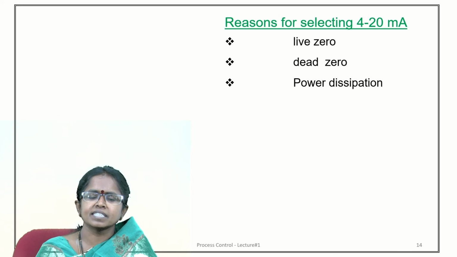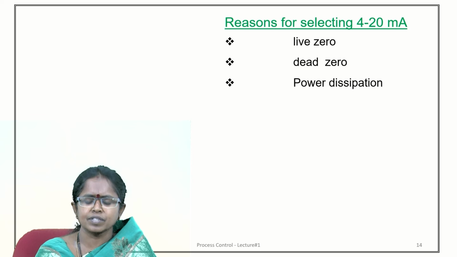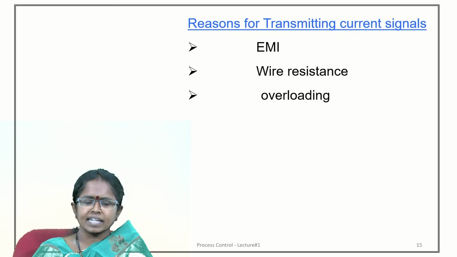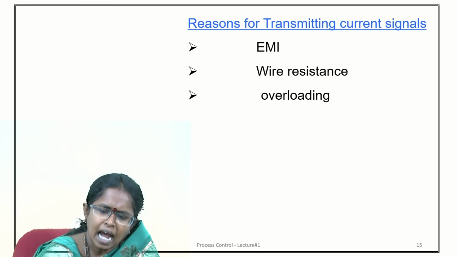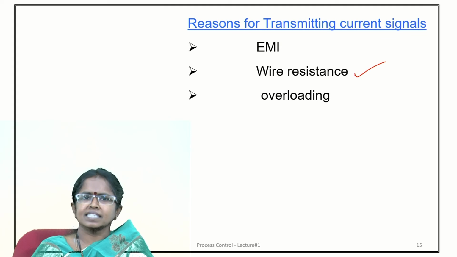I hope now it is clear why we are using 4 to 20 milliampere instead of 0 to 20 milliampere. Then, why are we transmitting current signals? Why not voltage signals? We all know that voltage signals are very much affected by electromagnetic interference, whereas current signals are not affected by electromagnetic interference. And one more thing, up to a particular value of wire resistance, the current signal doesn't change, whereas the voltage signal will change.